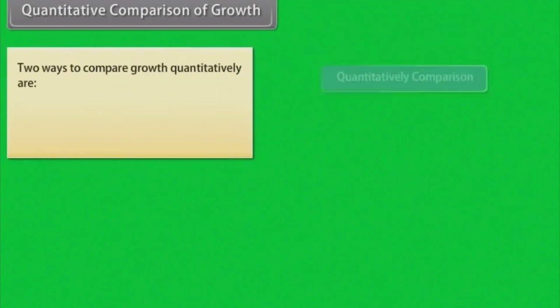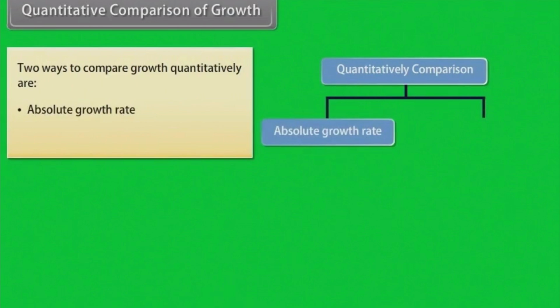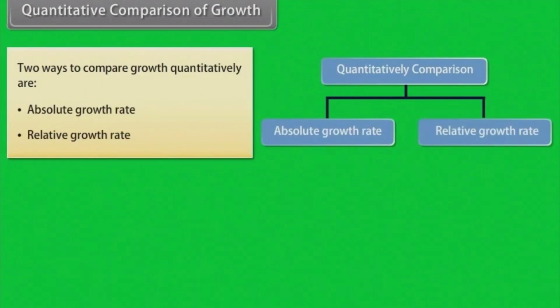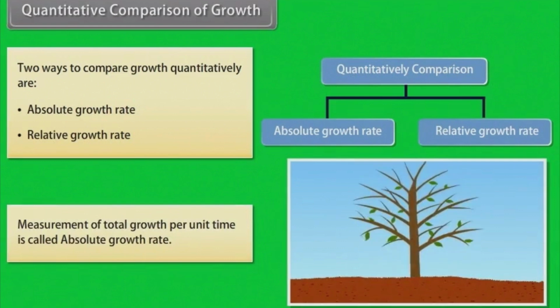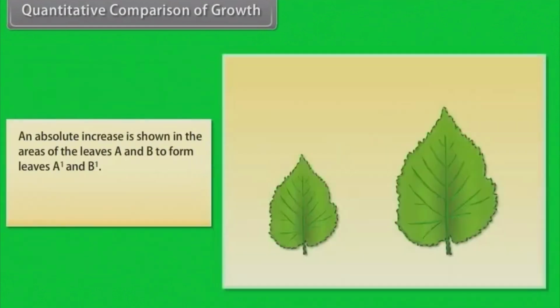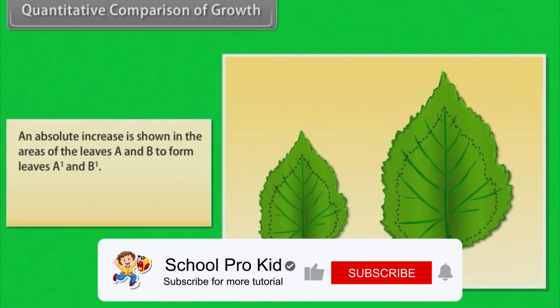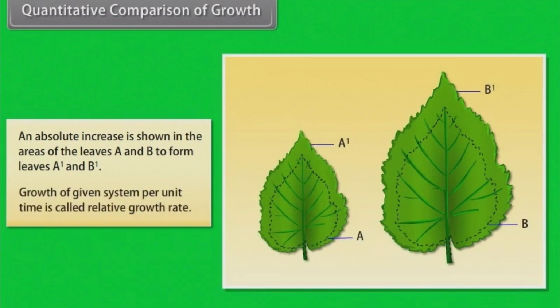Quantitative comparison of growth. Two ways to compare growth quantitatively are absolute growth rate and relative growth rate. Measurement of total growth per unit time is called absolute growth rate. An absolute increase is shown in the areas of the leaves A and B to form leaves A1 and B1. Growth of given system per unit time is called relative growth rate.